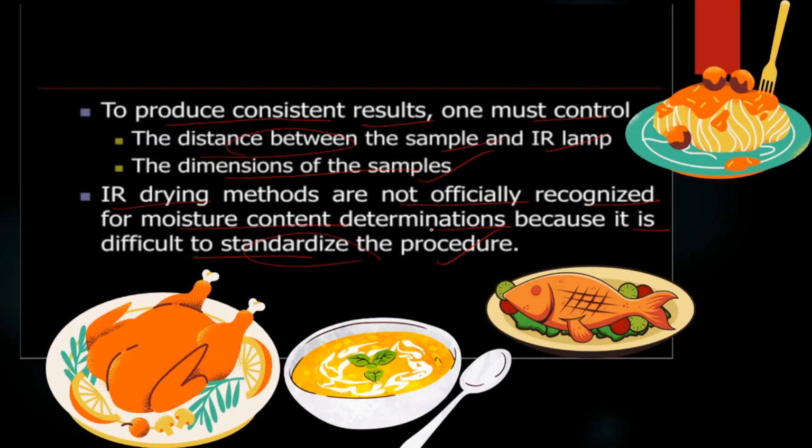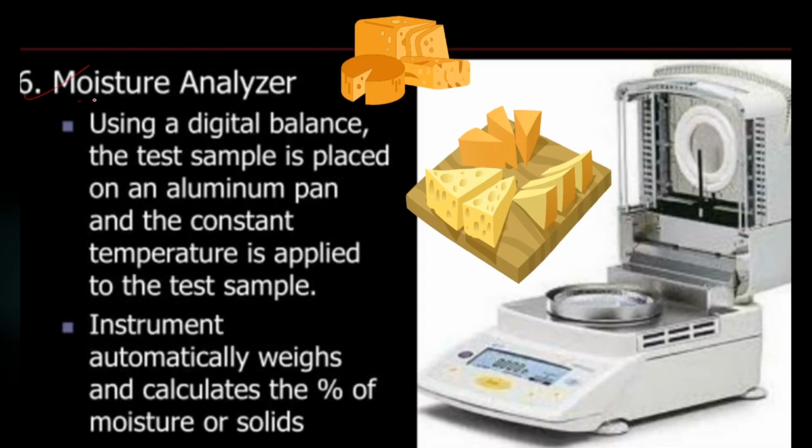the procedure. Next one is the moisture analyzer. It uses a digital balance. The test sample is placed in an aluminum pan and the constant temperature is applied to the test sample. Here, the instrument automatically weighs and calculates the percentage of the moisture or solids.